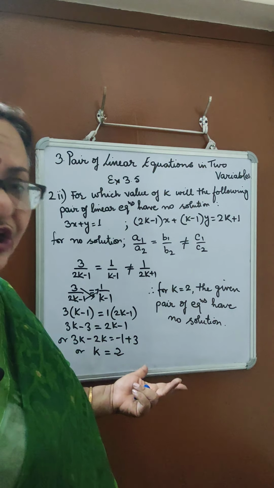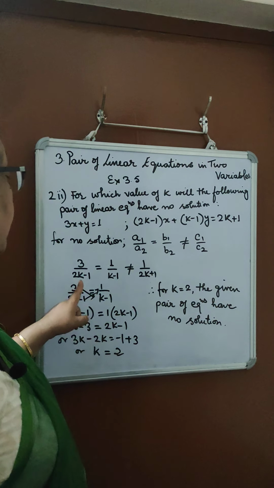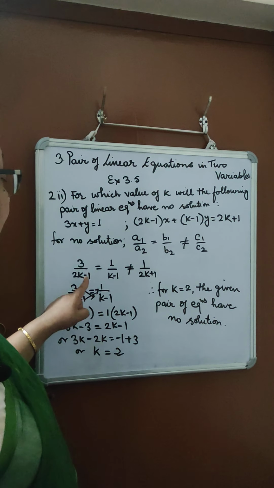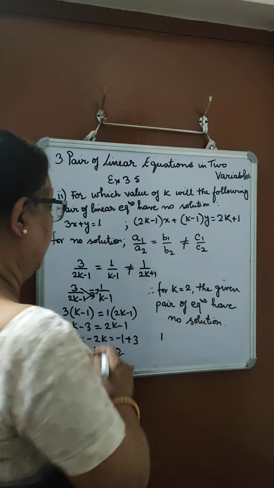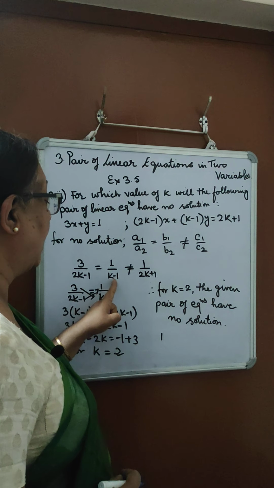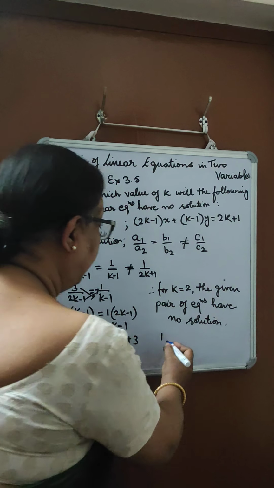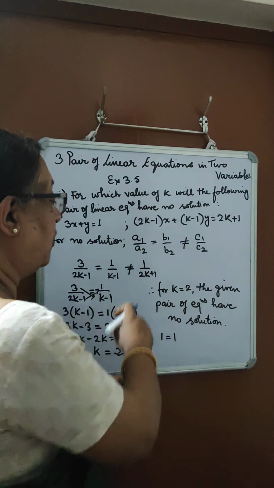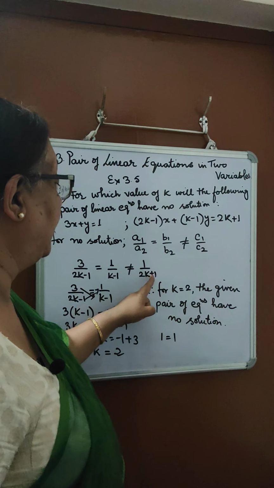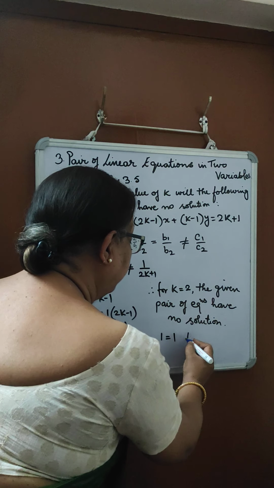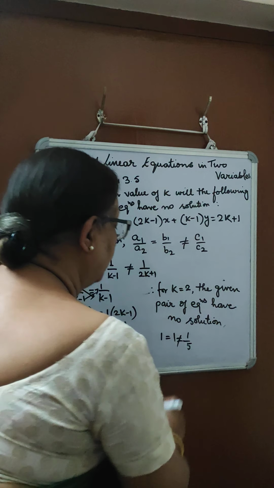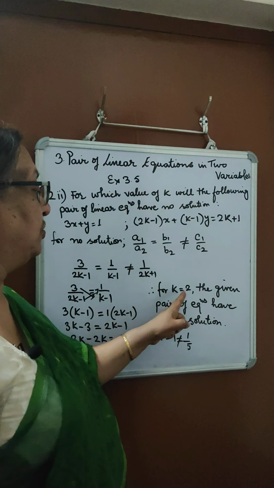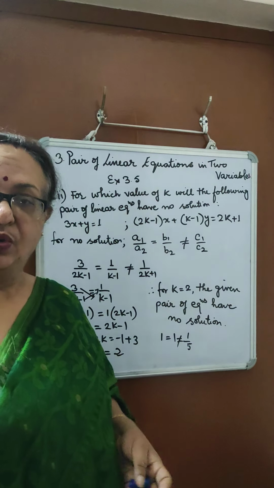If you want, you can check it. You have k is equal to 2, substitute here 2 into 2, 4 minus 1, 3, 3 by 3, that is you get 1. Substitute here 2 minus 1, 1 by 1, so you are getting equal. Let us see what happens here. Substitute 2 for k, so 2 into 2, 4 plus 1, 5, you get 1 by 5, and this is not equal. So this condition is satisfied here. So we have k equal to 2. Given pair of equations have no solution.